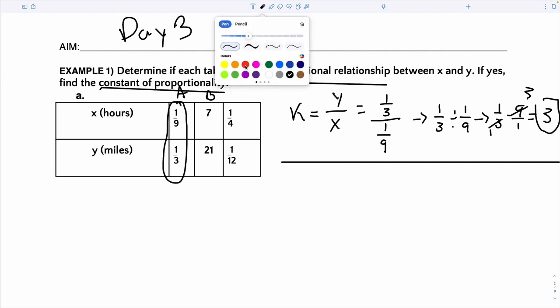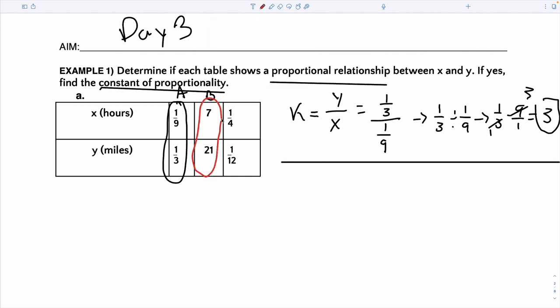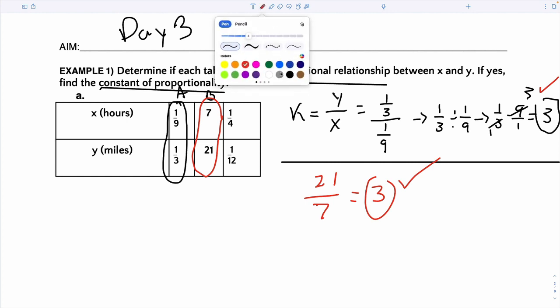Go ahead and circle it. How would I set this one up, Stella? What's my Y value? Good. What's the X value? 7. So 21/7 equals what? Whole class? 21 divided by 7 is 3. Does that match so far? Yes, we're good. Let's try the last one. You have to make all 3 match.